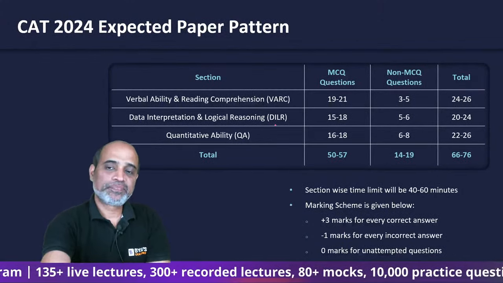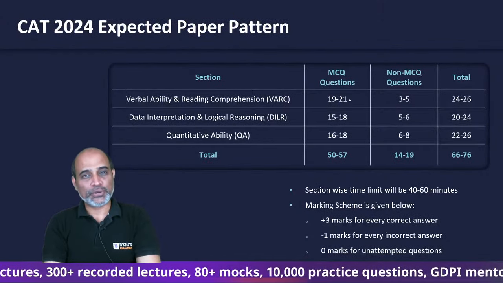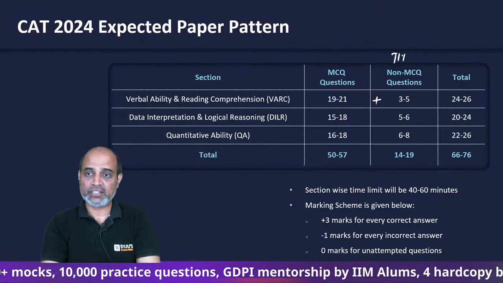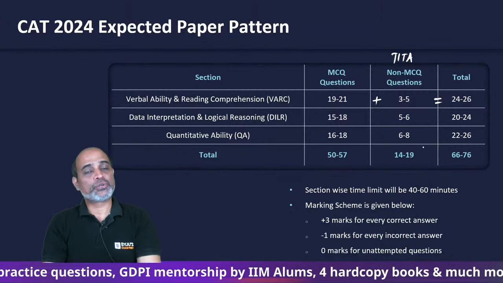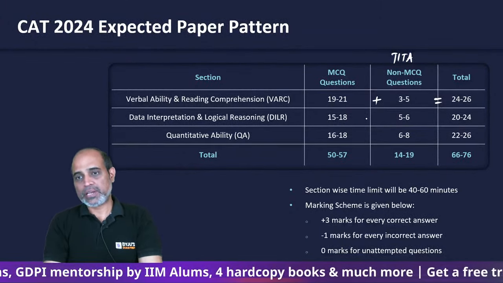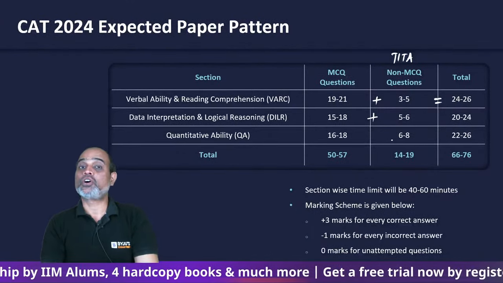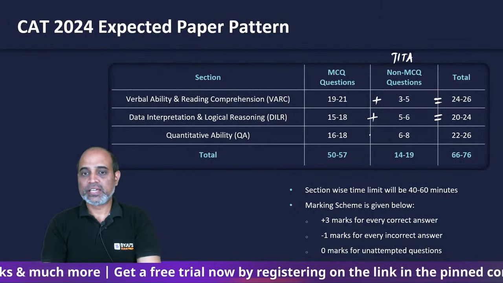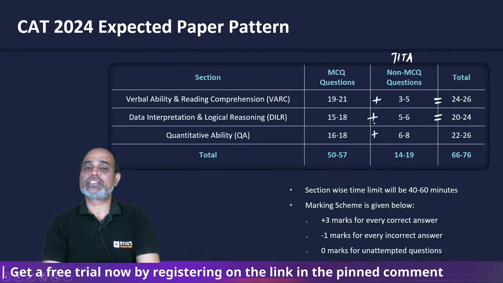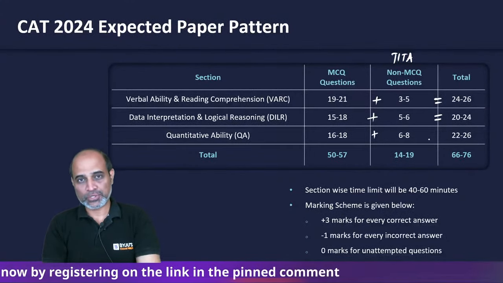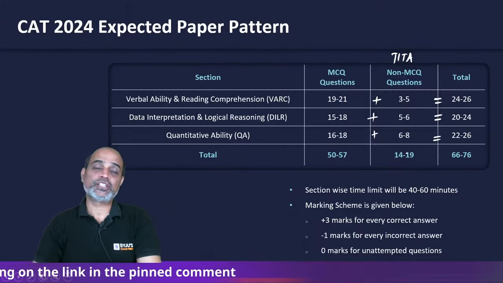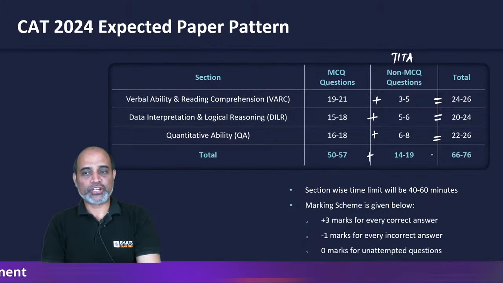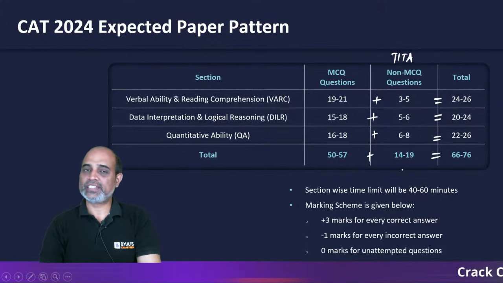In VARC, you will see a total of 19 to 21 questions of MCQ types and 3 to 5 questions of non-MCQs, which are also called TITA, type-in-the-answer types, so that you have a total of 24 to 26 questions. Similarly, in LRDI, you will find 15 to 18 questions of MCQ types, 5 to 6 TITA based, overall 20 to 24 questions. In QA, you will see around 16 to 18 MCQ questions, 6 to 8 questions of TITA type, overall 22 to 26 questions of QA. Total 50 to 57 MCQ questions, 14 to 19 non-MCQs, and 66 to 76 total questions.